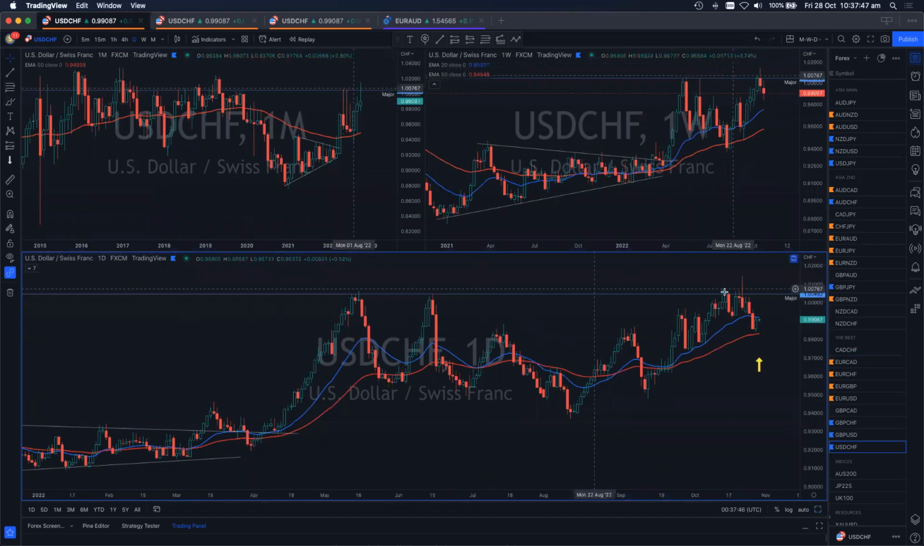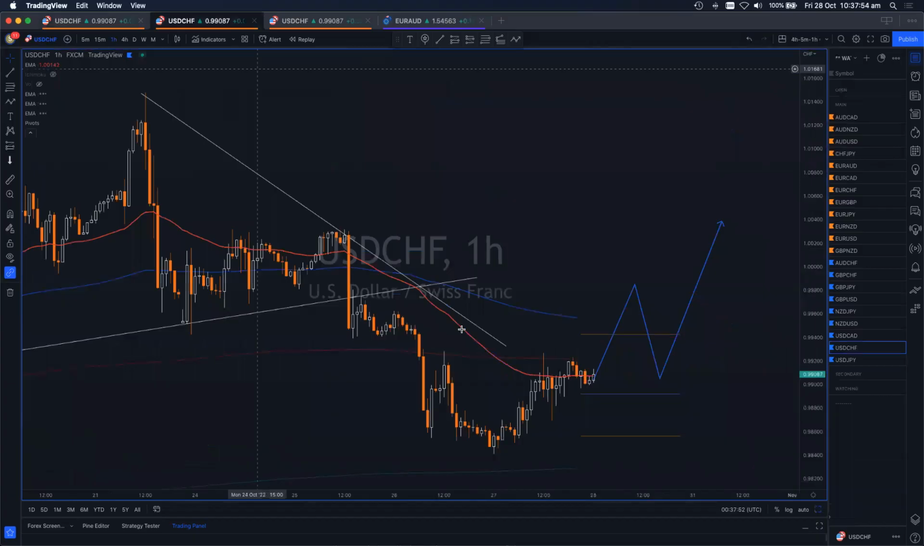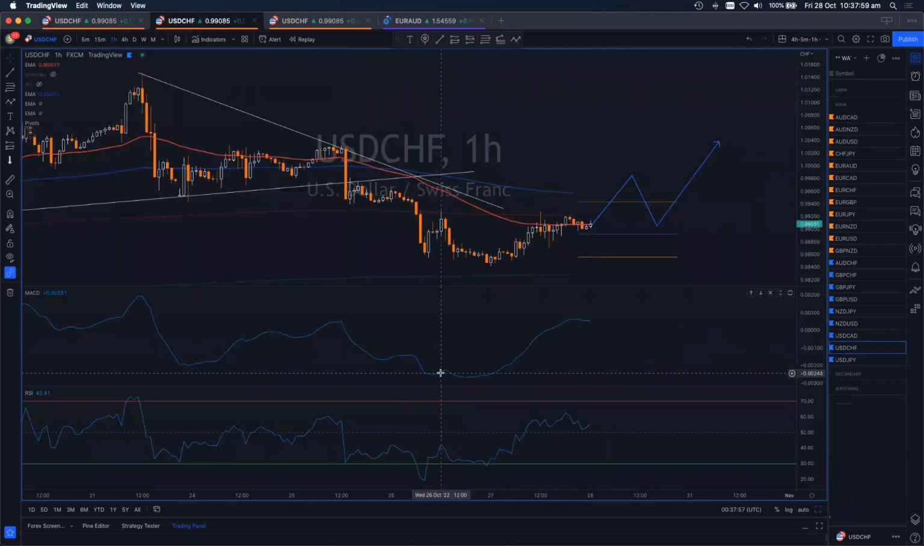Dollar Swiss, similar kind of thing: a pullback to the daily 50 and a rejection yesterday. Trading out of that, it's looking like a long trade. MACD is looking okay today, isn't it? But this is a very high pullback, so maybe one more run down, because this high is higher than this high. Maybe. Or we could just break above.